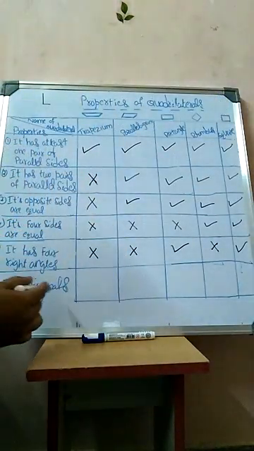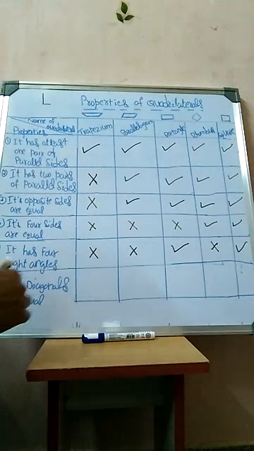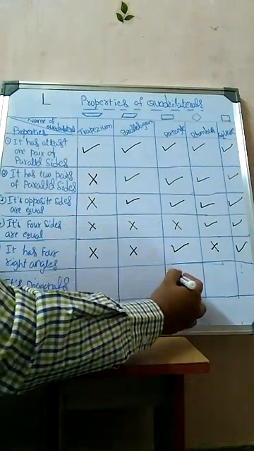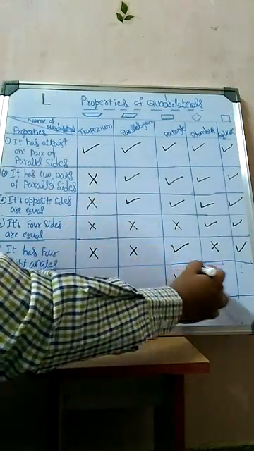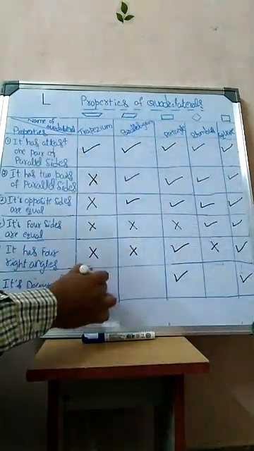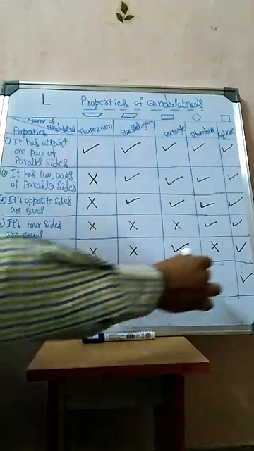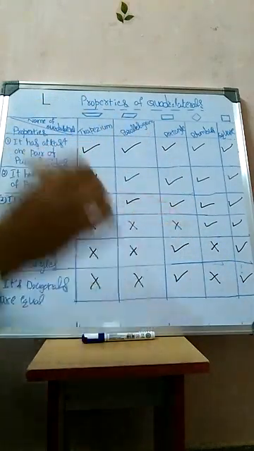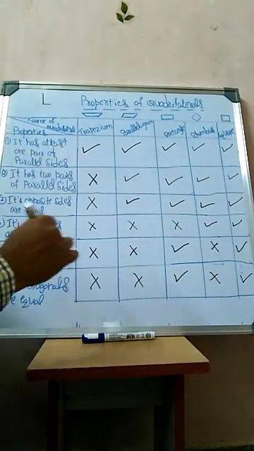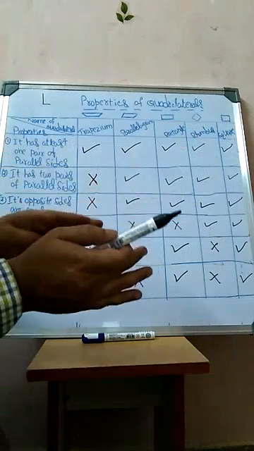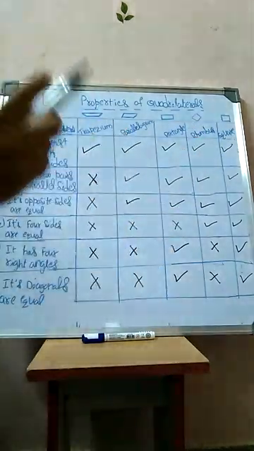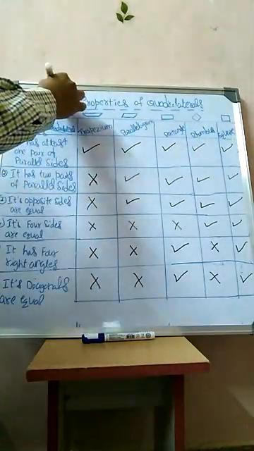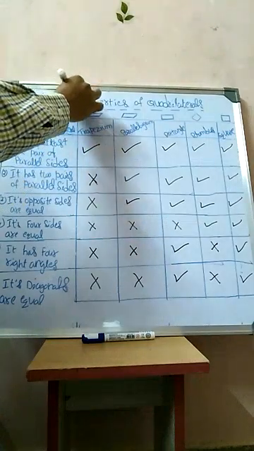Next, its diagonals are equal. So only in rectangle and in square, diagonals are equal. In all the remaining quadrilaterals, diagonals are not equal. And one more property I have to remember. In rhombus and square, diagonals bisect each other perpendicularly. That means it is a square.